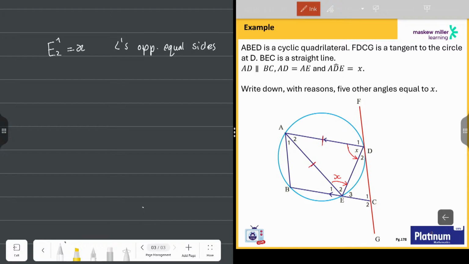All right, then the next one I'm looking at, let's see, what do we have here? We have the cyclic quad.